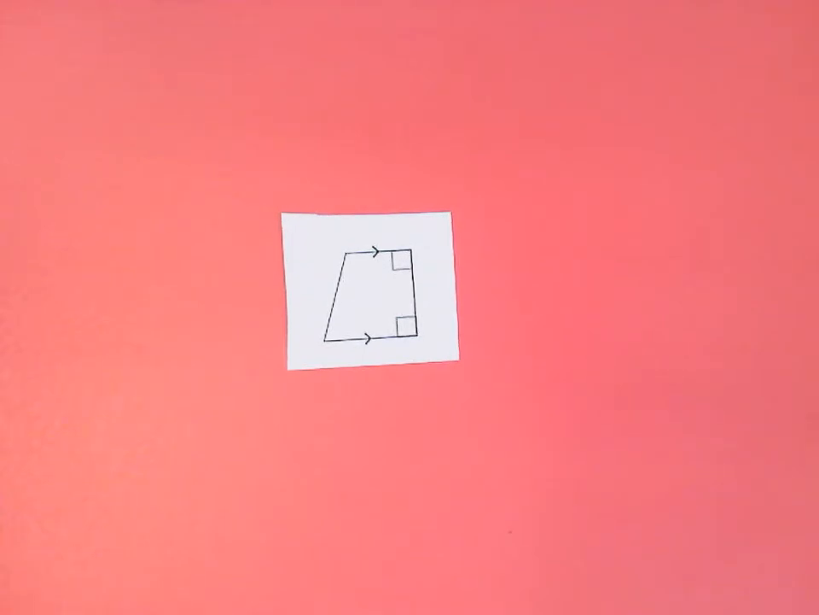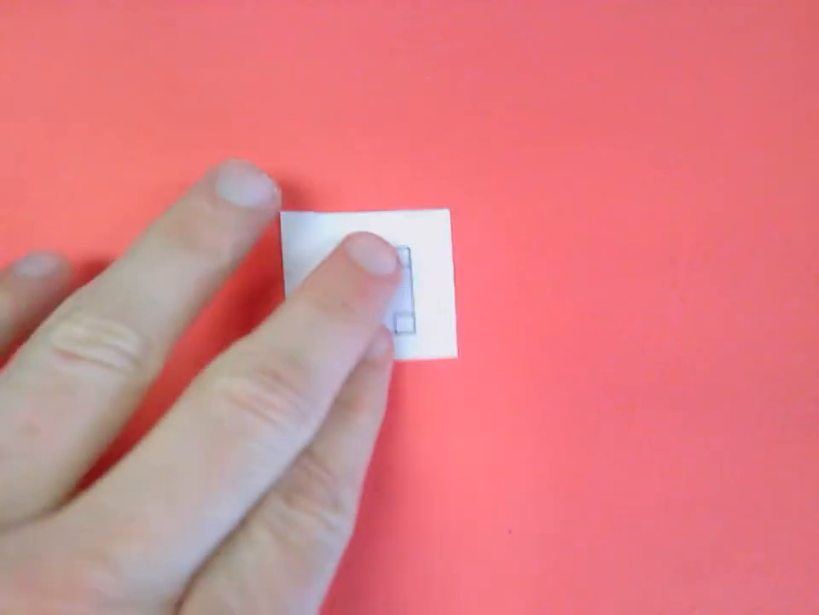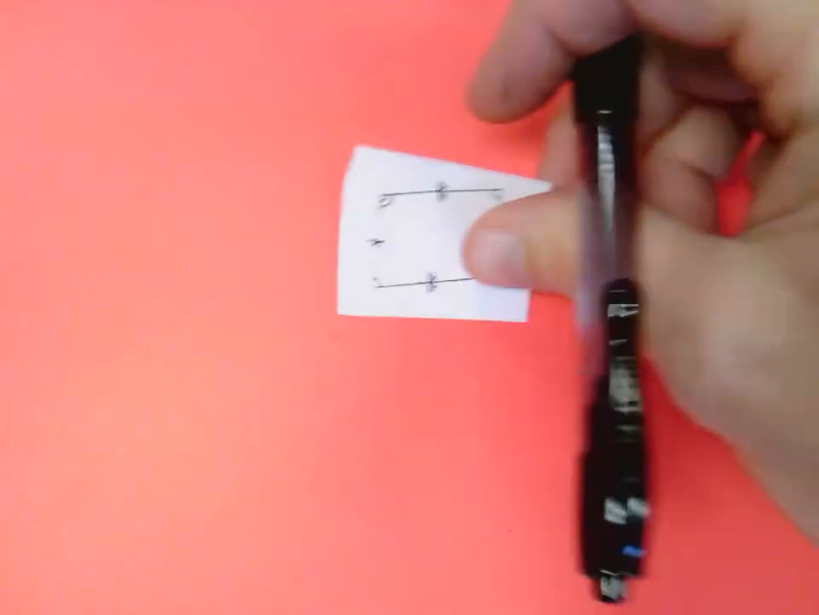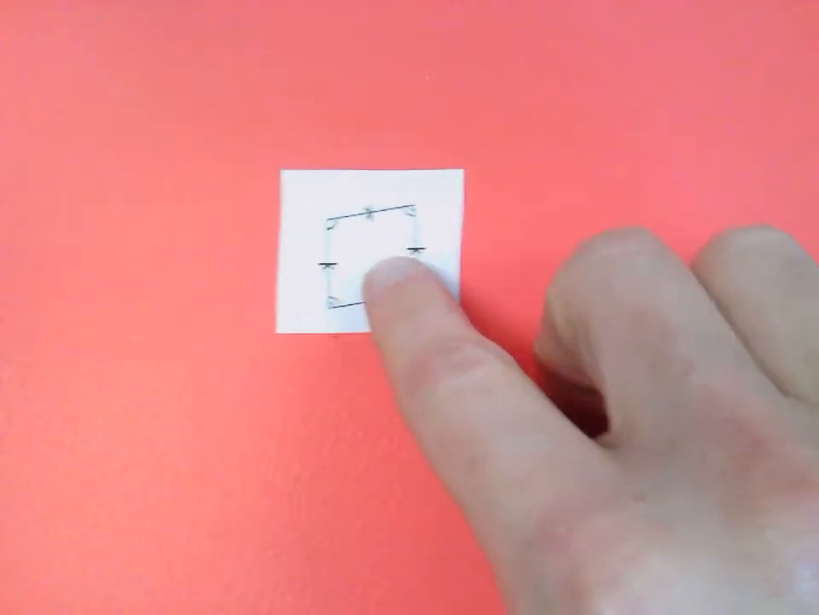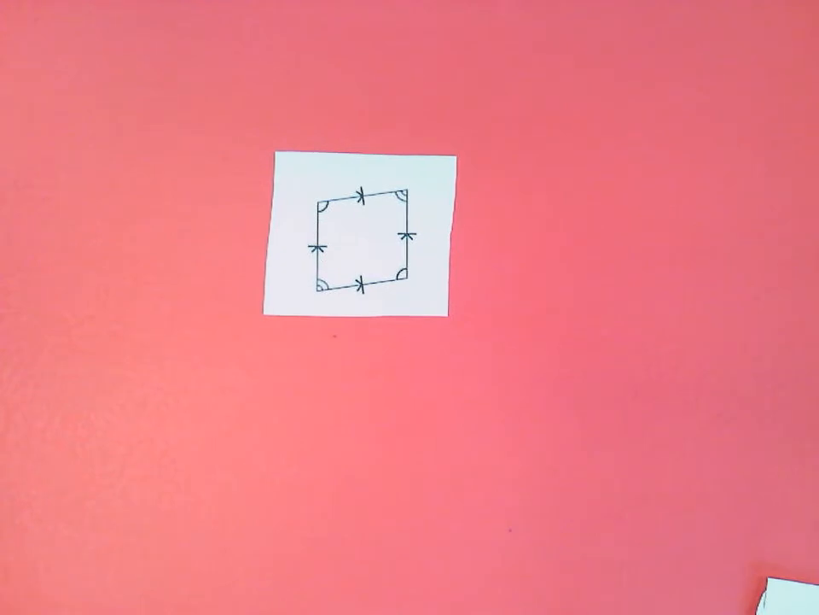So a trapezoid can be a polygon, a quadrilateral, and a trapezoid. A parallelogram can be a polygon, a quadrilateral, and a parallelogram. A rhombus can be a polygon, a quadrilateral, a parallelogram, and a rhombus.